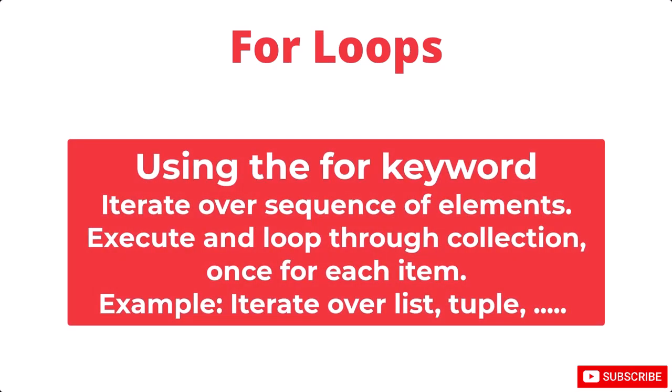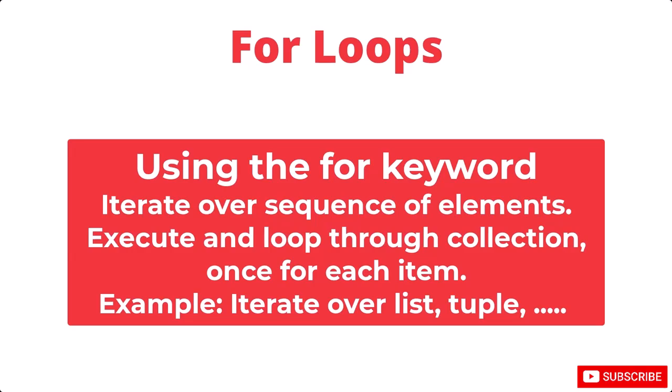The second type of loops is the for loops. You can use for loops in the Python language to iterate over sequences. Sequences like lists, tuples, ranges, dictionaries, strings, etc. You can execute and loop through a collection once for each item. If you want to loop through all the items of a list, you can do so by using the for loop to execute or display all these items one by one.